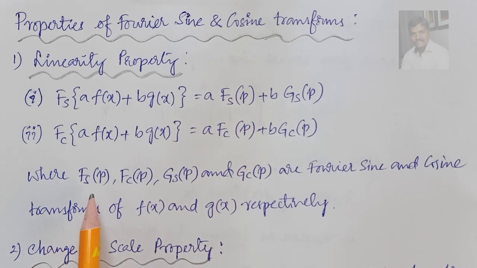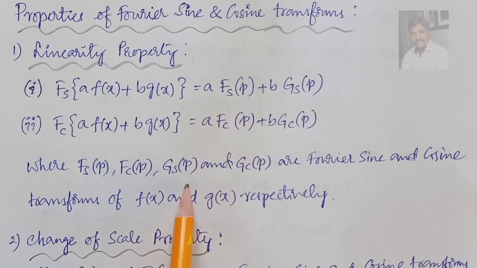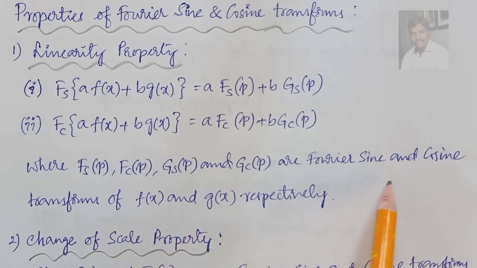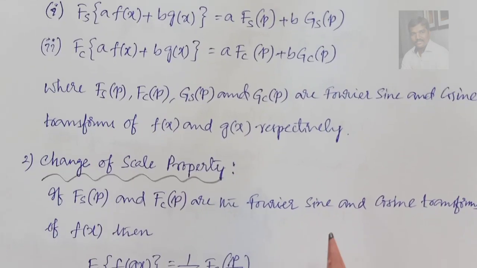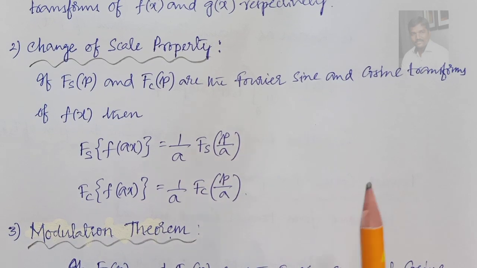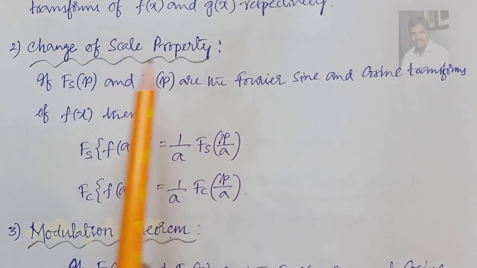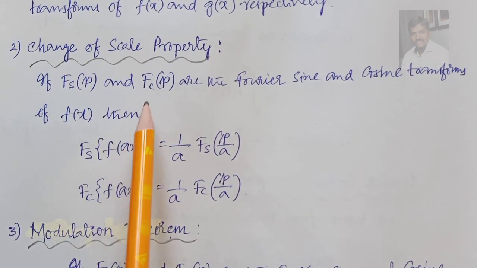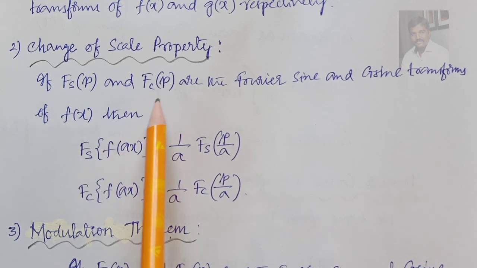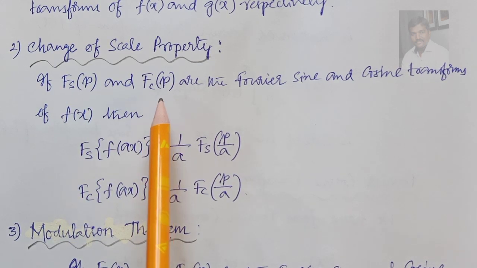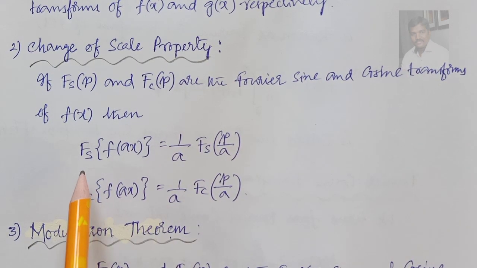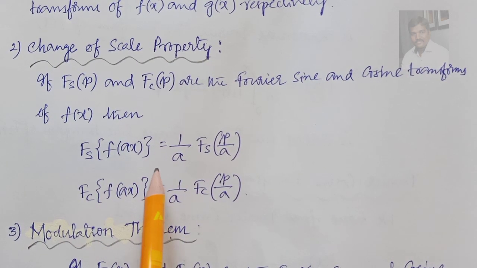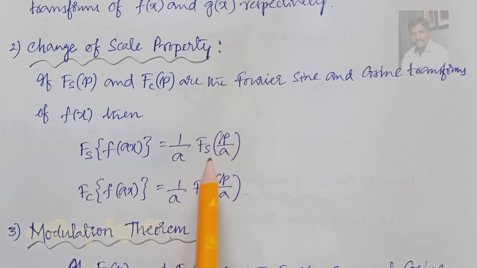Okay, here Fs(p) and Fc(p), Gs(p) and Gc(p) are the Fourier sine and cosine transforms of f(x) and g(x) respectively. Okay, now the change of scale property. If Fs(p) and Fc(p) are the Fourier sine and cosine transforms of f(x), then Fs of f(ax) is equal to 1/a Fs(p/a).